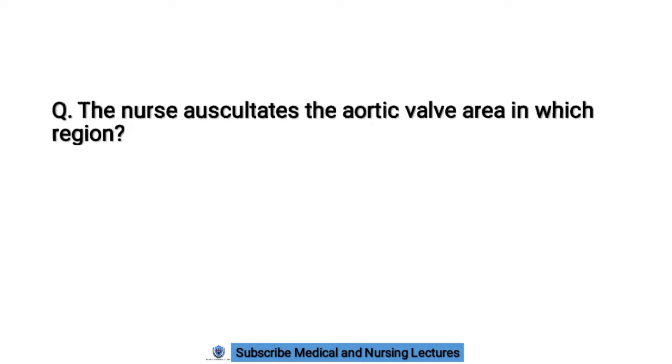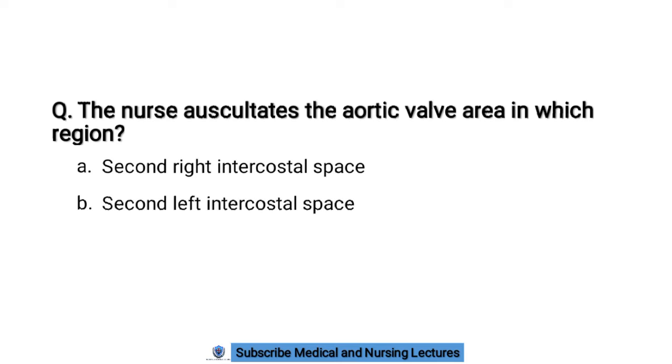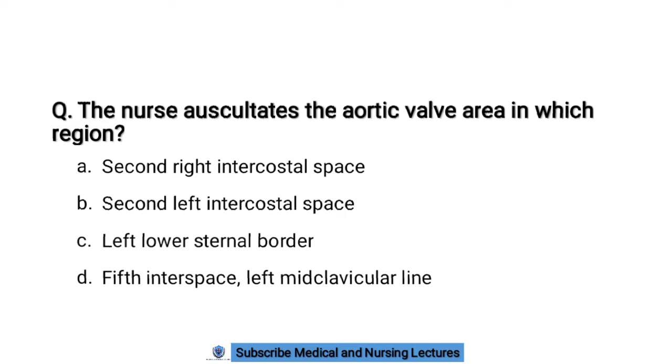The nurse auscultates the aortic valve area in which region? Option A, second right intercostal space, option B, second left intercostal space, option C, left lower sternal border, or option D, the fifth interspace left midclavicular line. Here the correct option is option A. The nurse can auscultate the aortic valve area in the second right intercostal space.